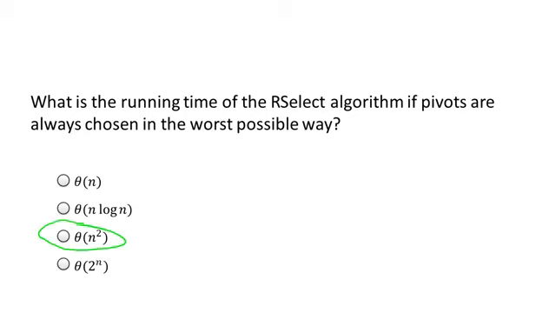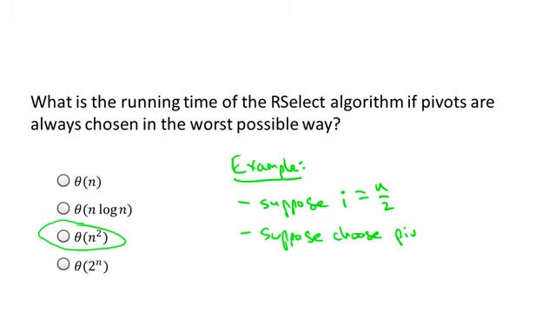So the correct answer to this question is exactly the same as the answer for quicksort. The worst case running time, if the pivots are chosen in a really unlucky way, is actually quadratic in the array length. Remember, we're shooting for linear time, so this quadratic is a total disaster. So how could this happen? Well, suppose you're looking for the median, and suppose you choose the minimum element as the pivot every single time.